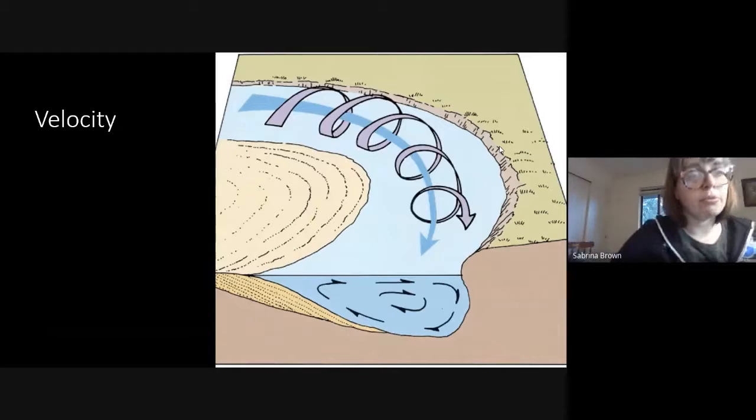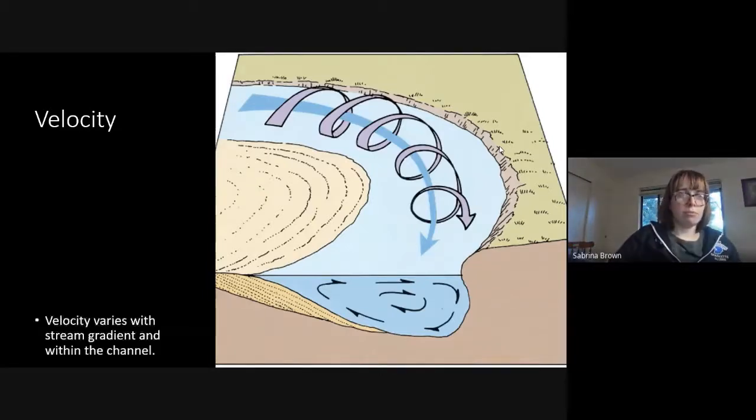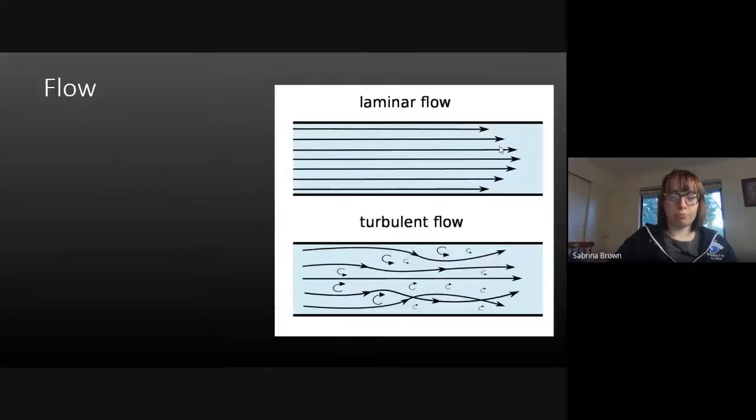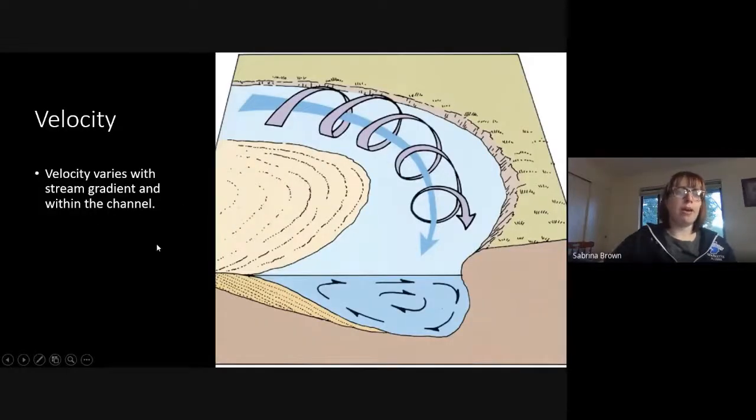The next important variable to determining the properties of a stream is water velocity. Water velocity varies with stream gradient, right? If you have a steeper gradient, you're going to get a faster velocity, because a higher gradient increases the force of gravity on that water. And we can also have velocity changes within a channel. Again, we'll talk about how velocity changes within a channel when we talk about the two main classifications of rivers and streams.